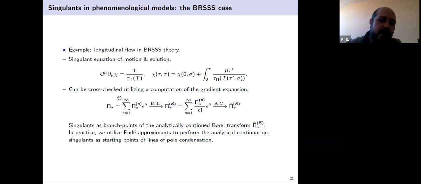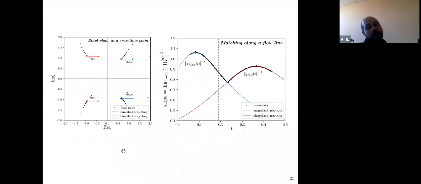You would start with the gradient expansion for pi star, which as we saw, is a factorially divergent series with a zero radius of convergence. Then we take its Borel transform, which by construction has a finite convergence radius. And finally, we analytically continue to a function which is defined in the whole complex plane apart from a set of branch points and their corresponding branch cuts. Now, the singulants can be extracted as the branch points of this analytically continued Borel transform. Since we only know a finite number of terms of the gradient expansion, in practice we employ Padé approximants to perform this analytical continuation, so that instead of seeing singulants as branch points, you see singulants as points at which a line of pole condensation of the Padé approximant starts. So I have here an example.